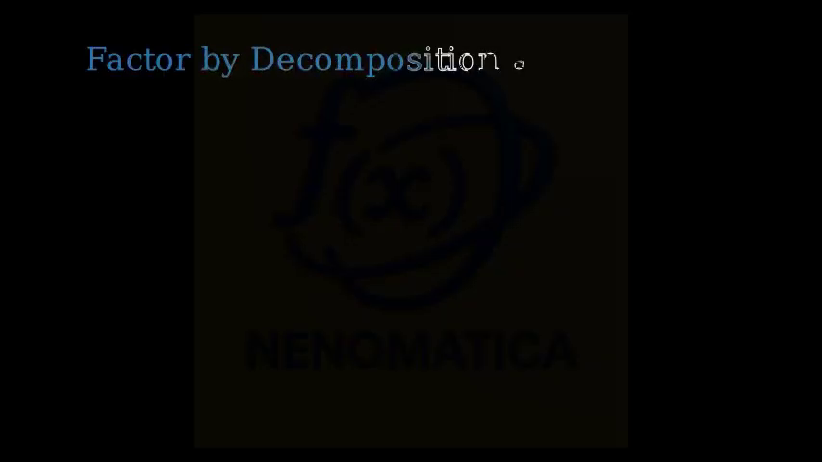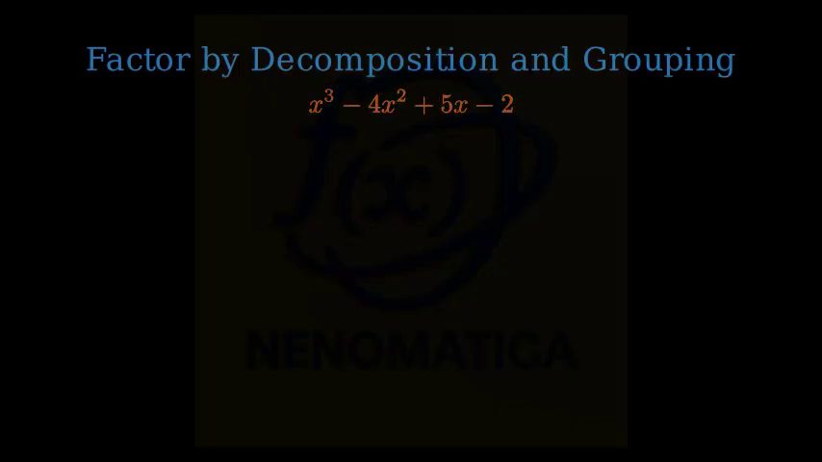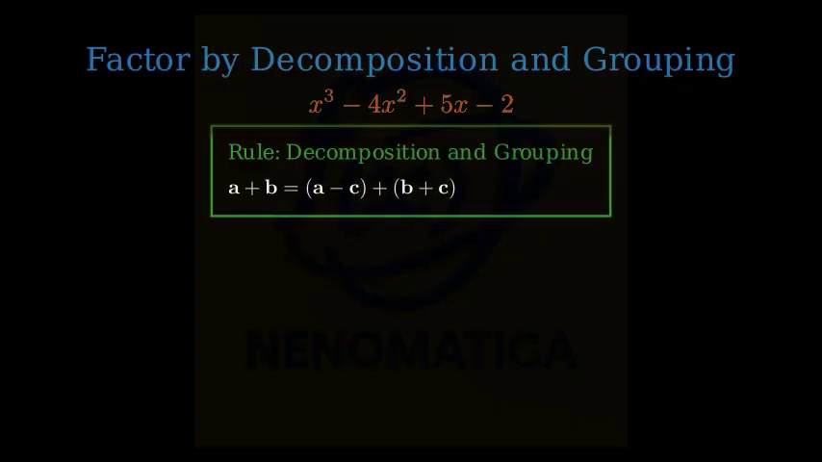In this lesson, we will factor the cubic polynomial x cubed minus 4x squared plus 5x minus 2, using decomposition of terms and grouping. We will aim to express it as a product of simpler factors, step by step with intuitive visuals. First idea, decomposition and grouping. The trick is that we are allowed to add and subtract the same quantity to rearrange terms into recognizable patterns. Think of a plus b equals a minus c plus b plus c.